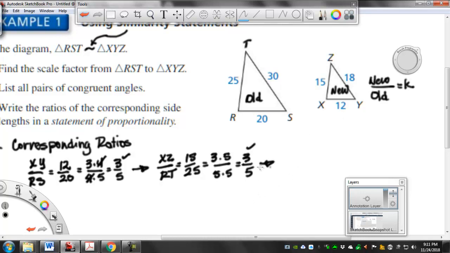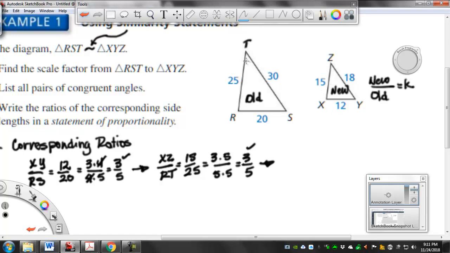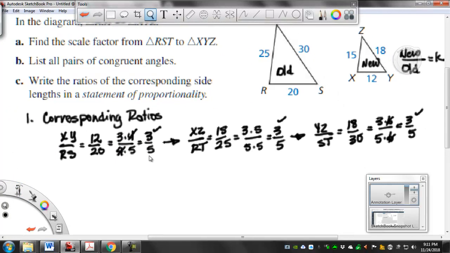And my last corresponding ratio, or similarity statement, so to speak, would be let's look at ST. That's the old one, so it should be on the bottom, and YZ. So that would give me 18 over 30. And then if I simplify that, that's 3 times 6 and 5 times 6. You see the 6's cancel to 1, and I would get 3/5. So those are some of the things you'll have to do on this homework, because they'll want you to write the scale factor for each one of these. And you should check all 3 to make sure that it's right, and just don't assume.